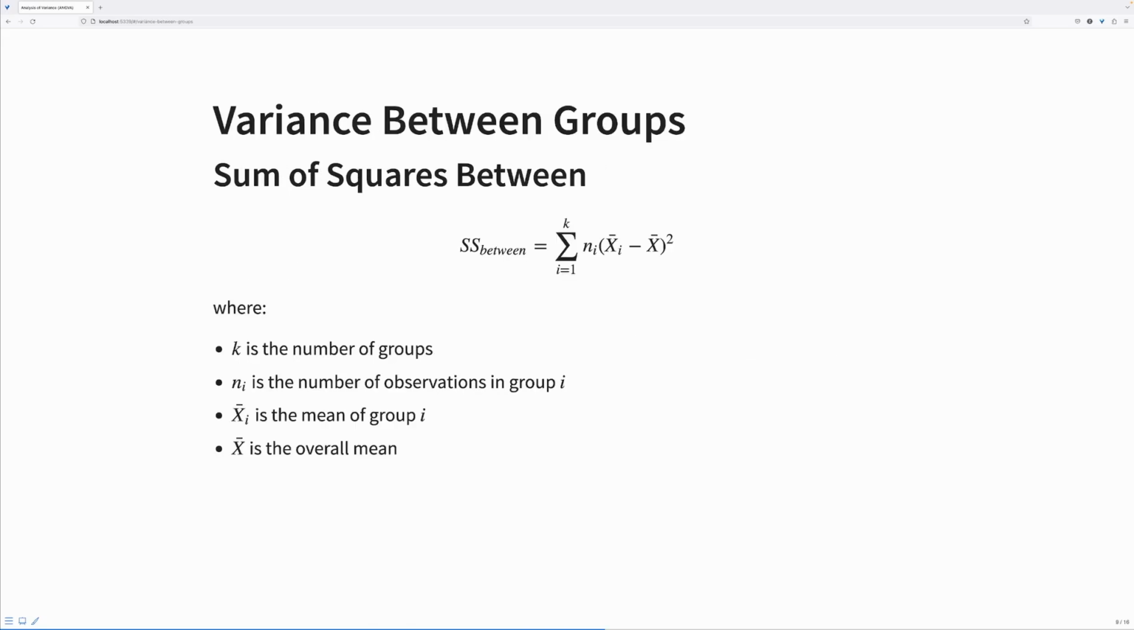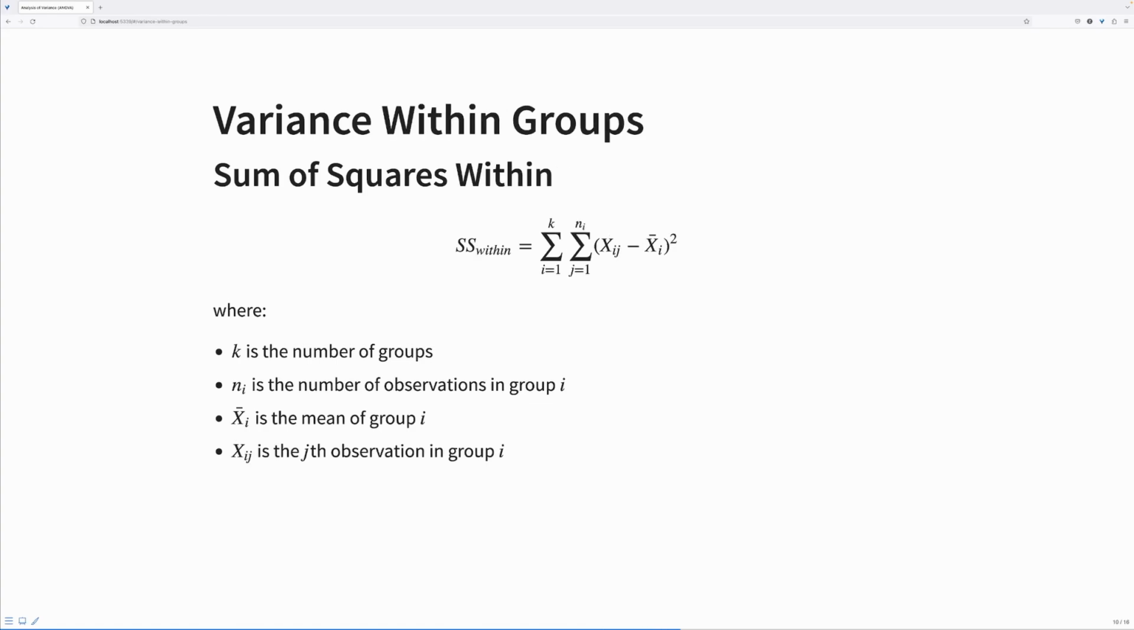And then here is how we calculate the variance between groups. It's also called sum of squares between. So SS between is equal to the sum of n_i times (x bar i minus x bar) squared. Okay, so k is the number of groups, and n_i is the number of observations in group i. And x bar i is the mean of group i, and x bar is the overall mean.